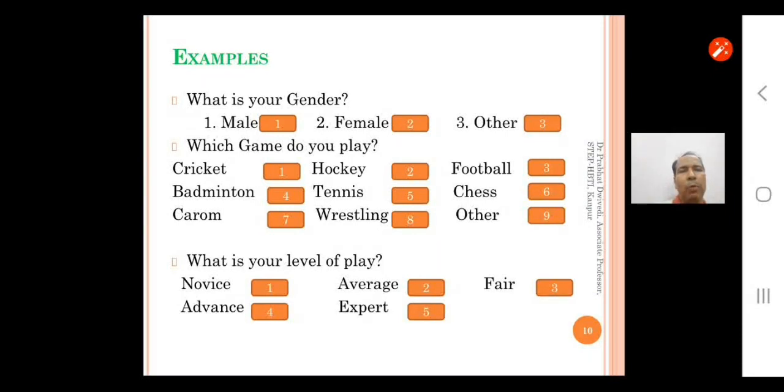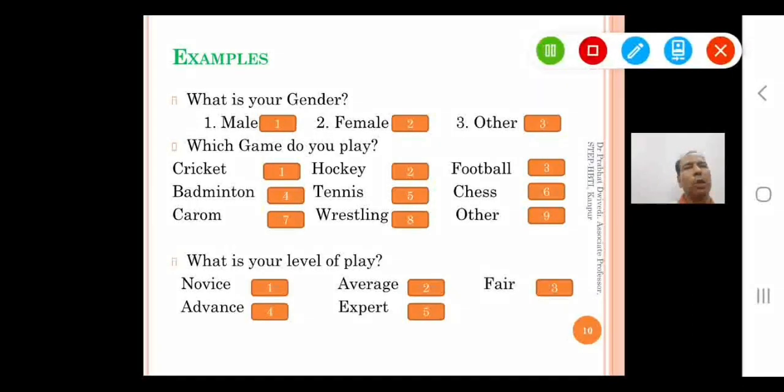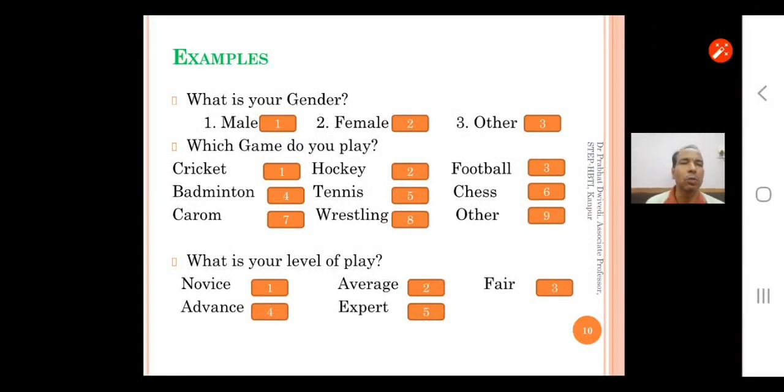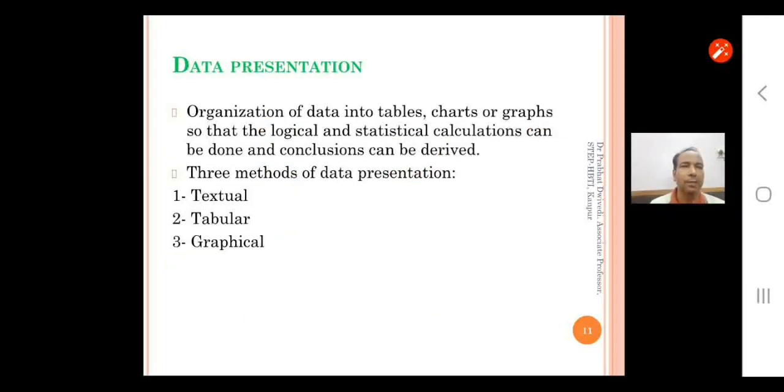And one more question which shows you the codes, that is what is your level of play. Like if your level is novice, you can give 1 or any other; average 2, fair 3, advanced 4, expert 5. That's how codes are allotted to the options of the questions, and these codes are used at the time of data analysis.